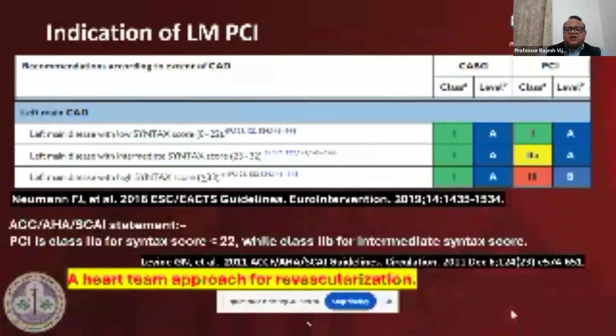CABG is still to be considered for a patient with left main disease and a SYNTAX score less than 20, as a class IIb indication for PCI. But it's very important to have a heart team approach for each and every individual left main case to decide which is going to be the best, whether it's CABG or PCI, even if the SYNTAX score is more than 22.